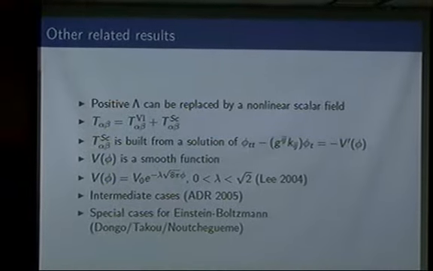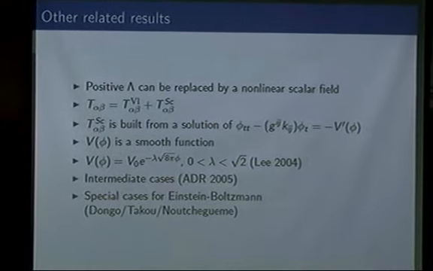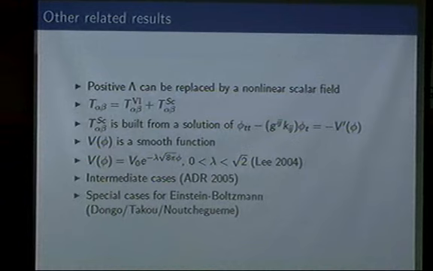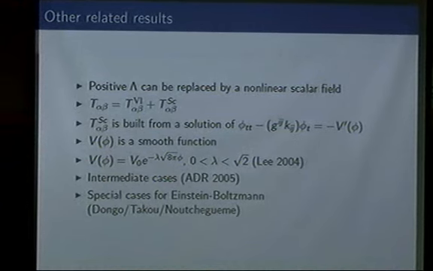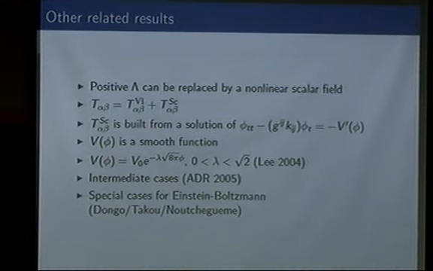Another class of related results I wanted to mention is that in some very special cases with even higher symmetry, there are some results for the Einstein-Vlasov system. This is due to David Dongo, Norbert Michigeme, and Taku. These are mainly homogeneous and isotropic models of Bianchi type 1, and they were also able to get some global existence results in that case.